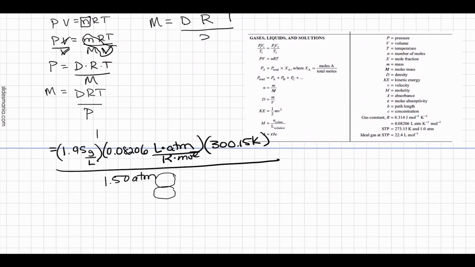So this is going to give me molar mass. I can show you that the atmospheres cancel, Kelvin cancel, liters cancel, and I'm ending up with gram per mole, which is molar mass. When I do this, I get 32.0 grams per mole. So this is most likely oxygen.